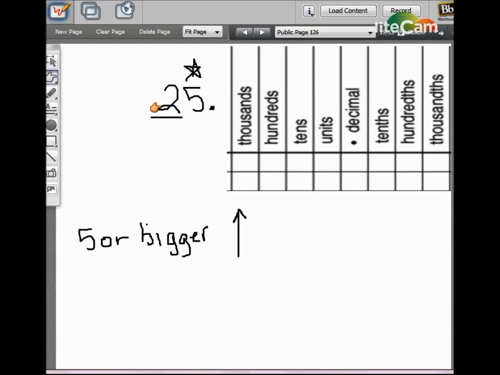I give this 2 a shove up to the next biggest number, which is 3. And then what's nice about my method, the star and all the numbers after it become zeros. So I know my star number becomes a 0. Okay, so 25 rounded to the tens place becomes the number 30.